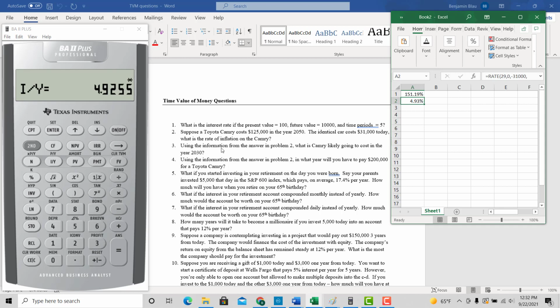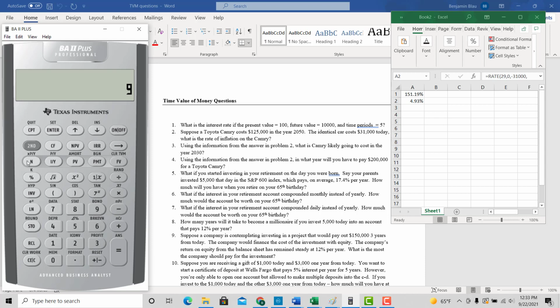Let's look at number 3. Using information in the answer from problem 2, which is my inflation rate of 4.9255%, what is the Camry going to cost in the year 2030? That's 9 years away. Okay. So what I'm going to do is I'm going to say 4.9255% I over y. So that's my inflation rate. The Camry is currently costing negative 31,000 present value. N is going to be 2030 minus 2021. That's 9 years away. So N is going to be 9.